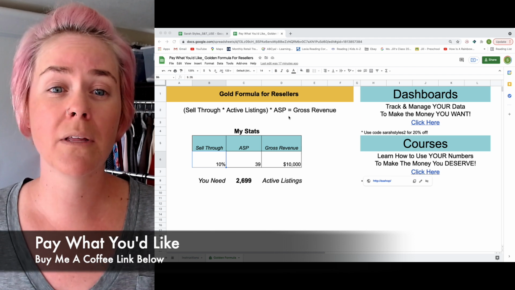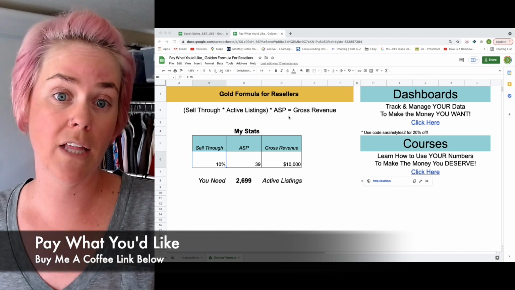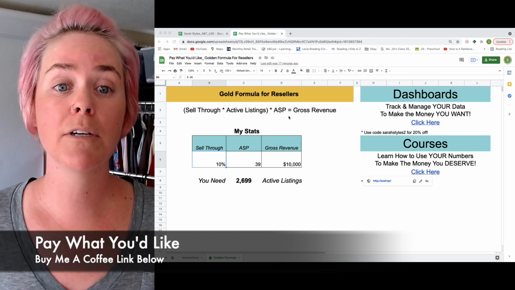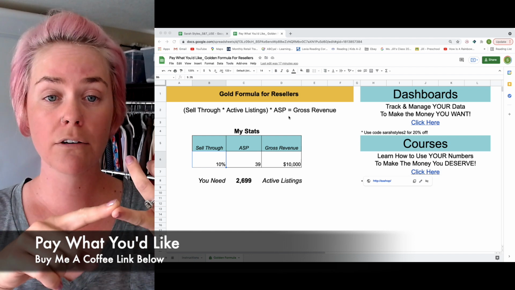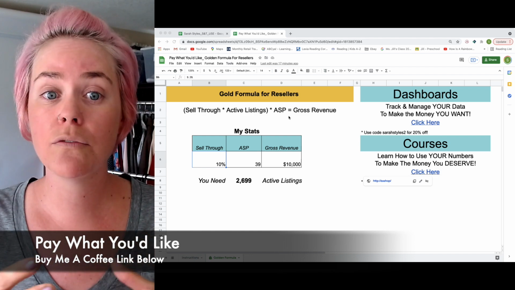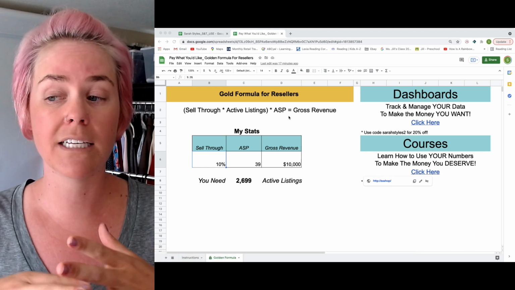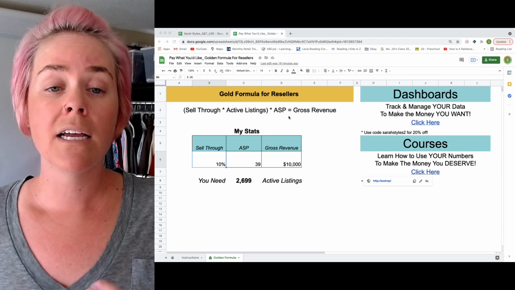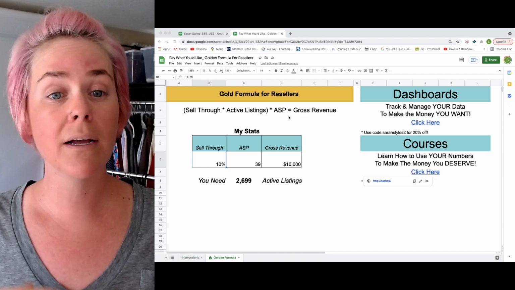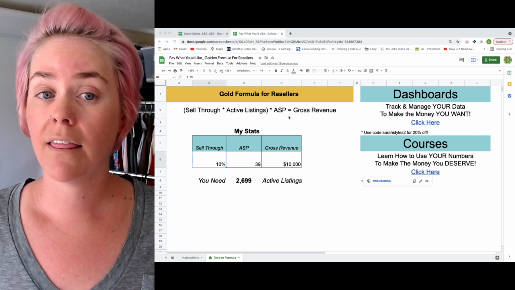So the golden formula for resellers is essentially the pieces of the puzzle that you need to know to see how much money you want to make. Your sell-through rate times your active listings is how many you've sold, say, for the month. Times your average sale price, how much on average they were selling for, that's your gross revenue. That's it.